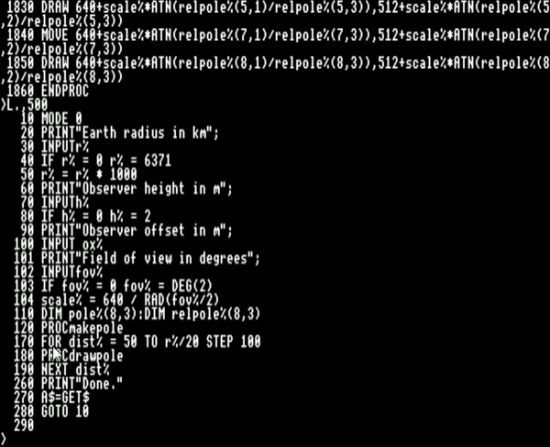And then for values of an integer called distance, from 50 to 1/20th of a radian, that being how far around the Earth you can see from Mount Everest, approximately, in steps of 100 meters. Procedure, draw the pole, next distance, and then print done, wait for him to press a key, go back to the start.